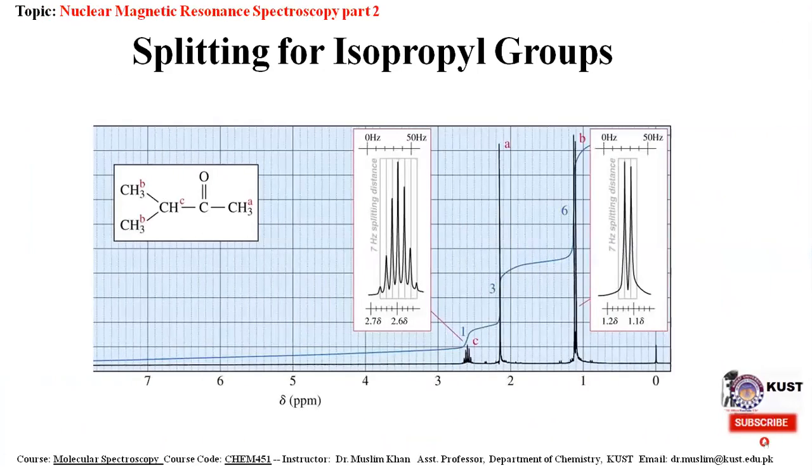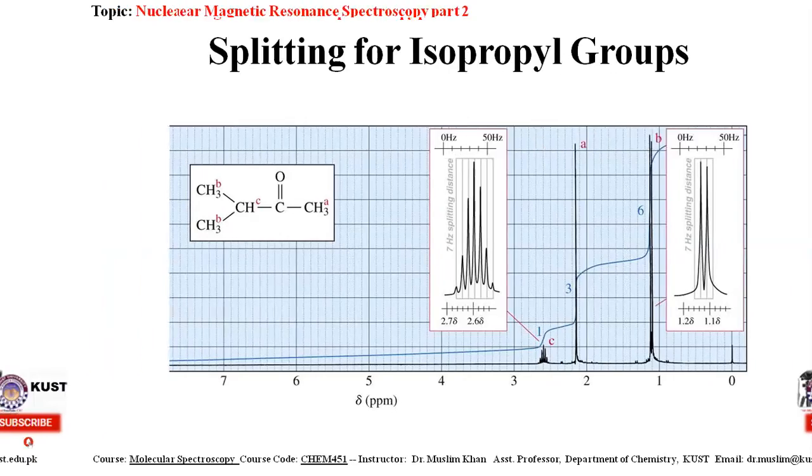Now splitting for the isopropyl group. You can see the isopropyl group: this is the signal for A, this signal is for B, while this signal is for C. And you can see the splitting according to the n+1 rule that we saw.